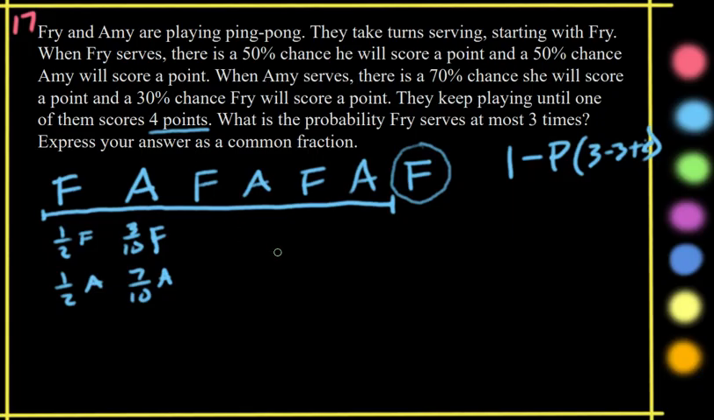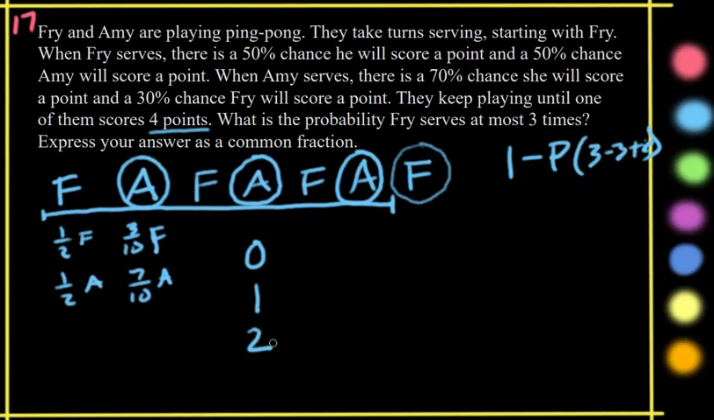So this is kind of casework. You got to break it down into a few cases. What you can think about is how many of Amy's serves does Fry win? Okay, so you could say Fry wins 0 of Amy's serves, 1 of Amy's serves, 2 of Amy's serves, or 3 of Amy's serves. Let's take those 4 cases. So the first case is that Fry wins 0 of Amy's serves. So the probability of that is going to be 7/10.